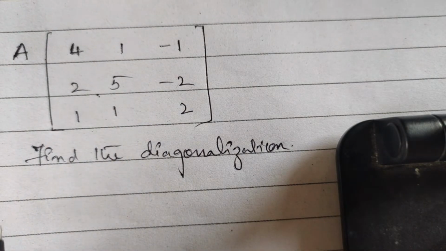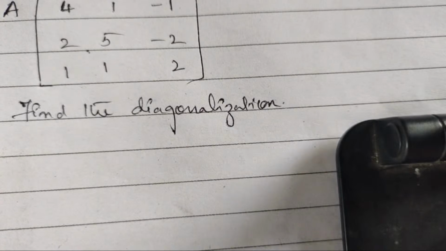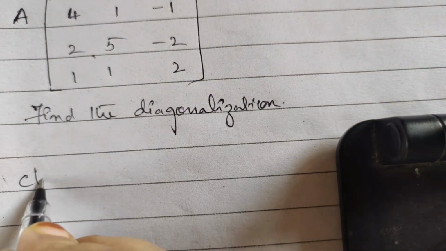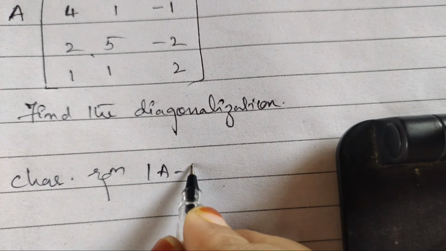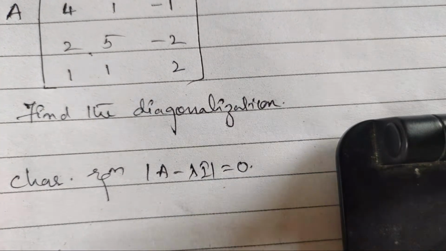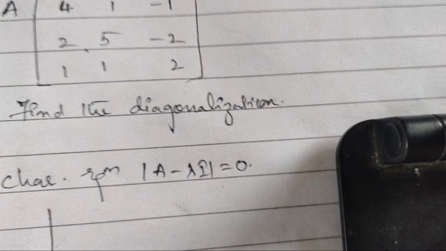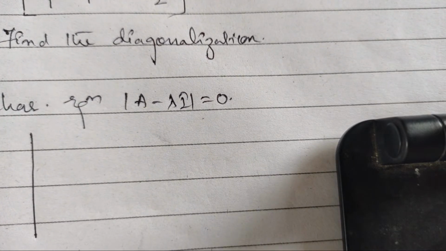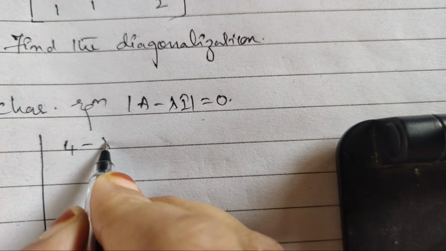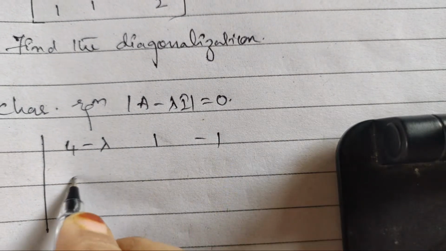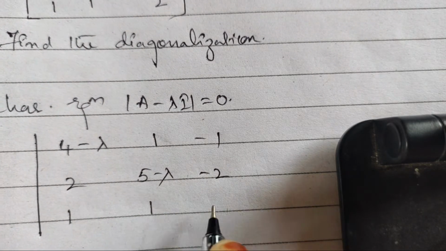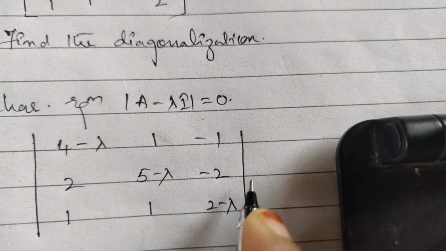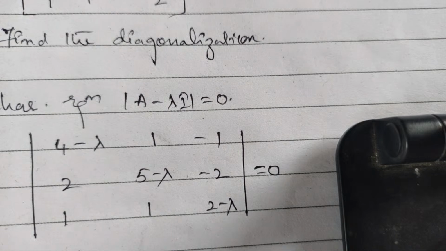First step, what is the first step? We are going to find the eigenvalues. First, the characteristic equation: determinant of A minus lambda I is equal to 0. That is the given matrix minus lambda I. So 4 minus lambda, 1, minus 1, 2, 5 minus lambda, minus 2, 1, 1, 2 minus lambda, which is equal to 0.